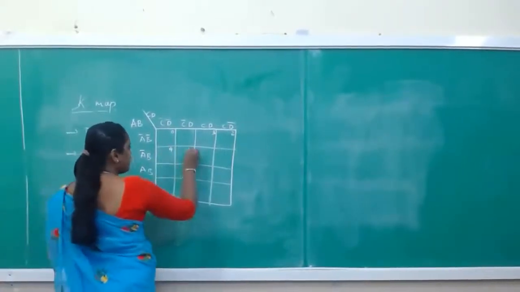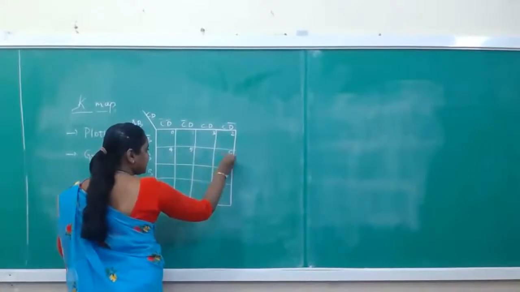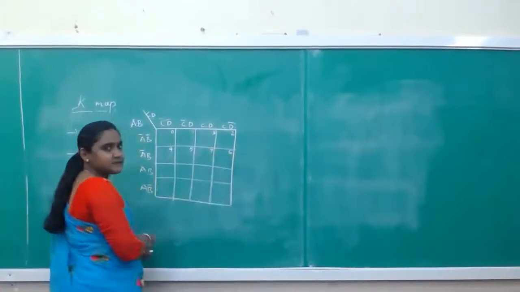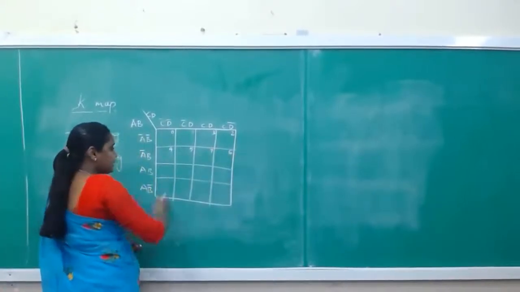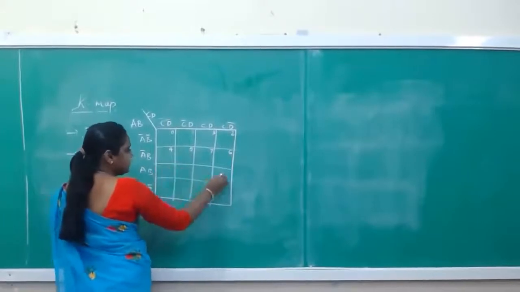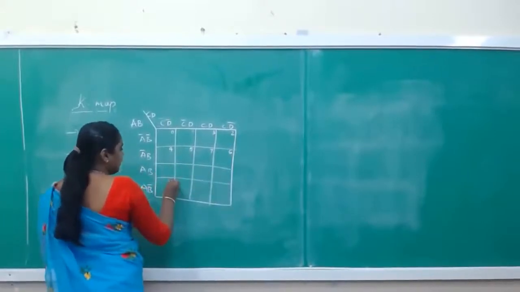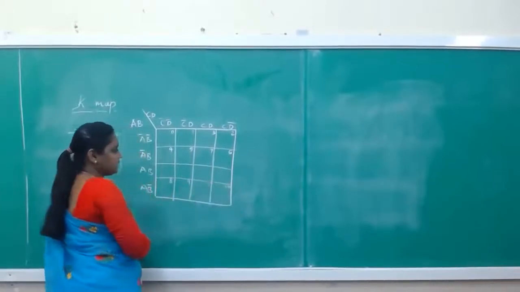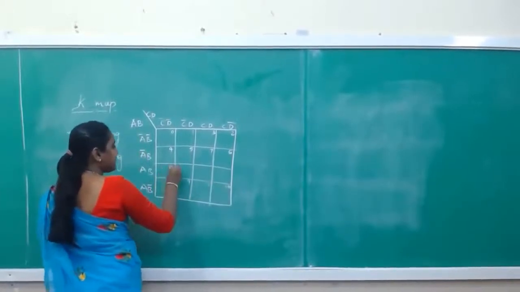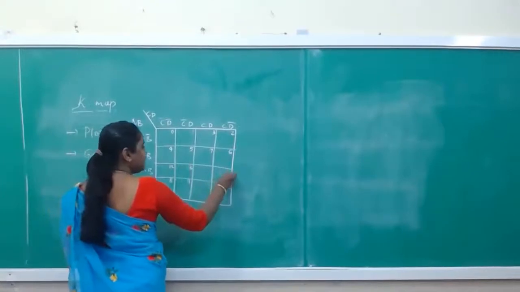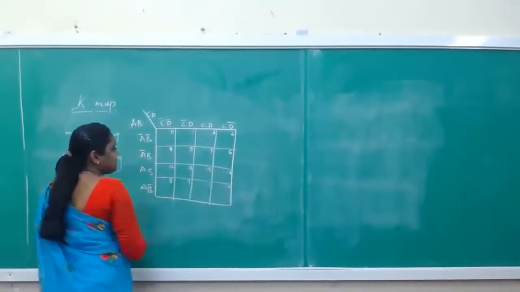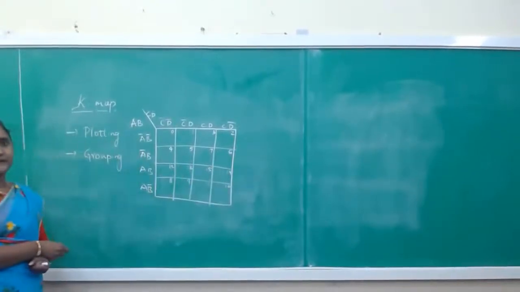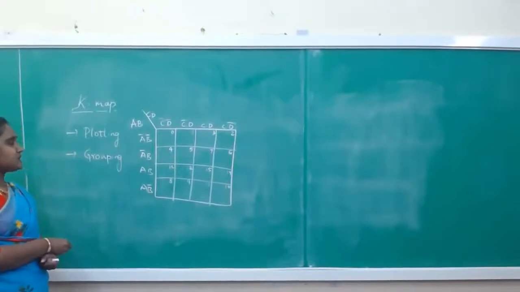Next, 4, 5, take a jump, 6 and back 7. Okay. Now again, don't write here. Take a jump first. Okay. 8, 9, 10 and back 11. Now start writing here. 12, 13, 14 and back 15 here. Right. So this is called the layout of the four variable K-map.